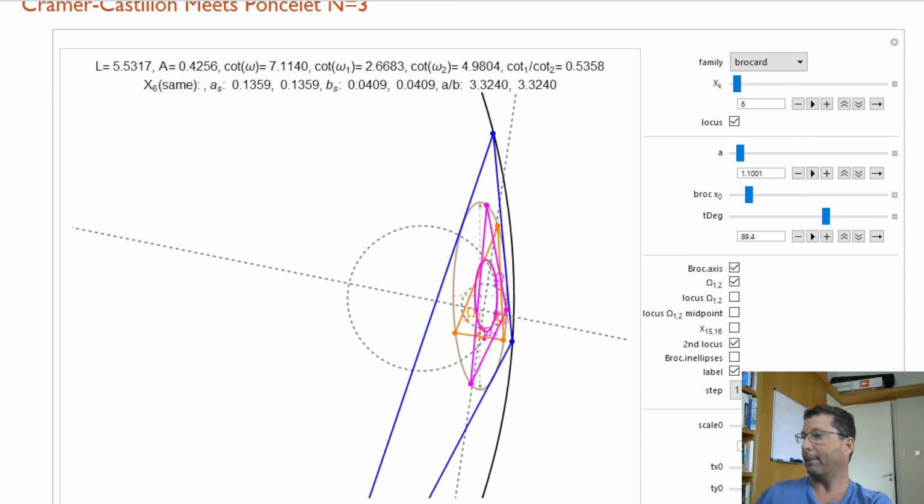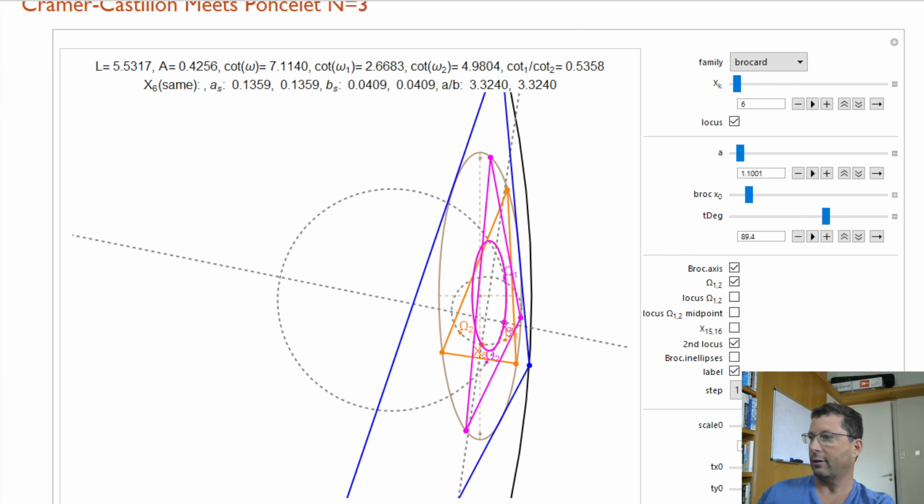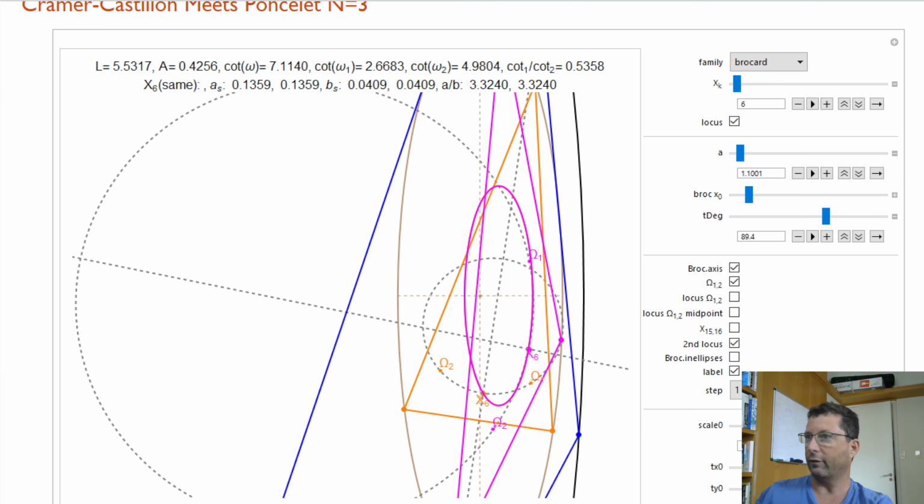Also shared, but not in the same location. Let's go ahead and make this be 12. You can see that there's one x6 here, and there's another x6 there.